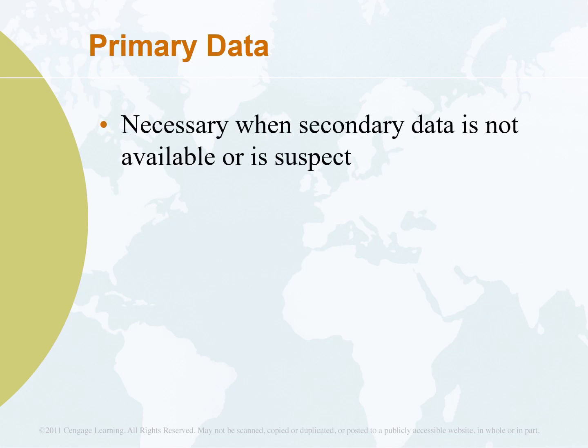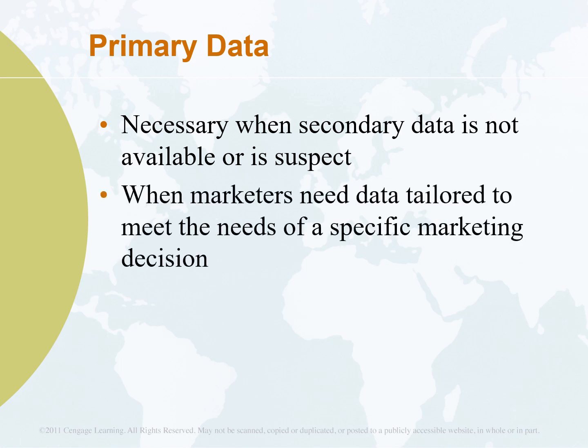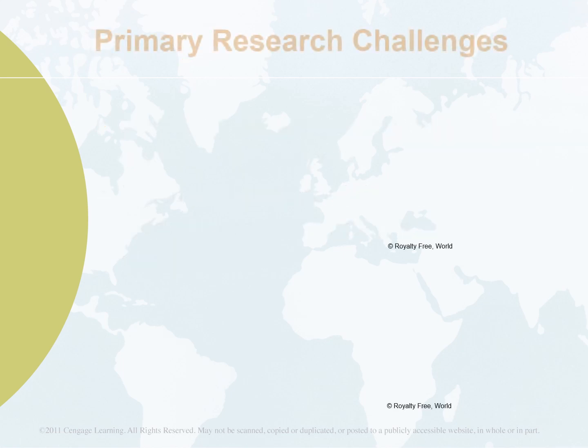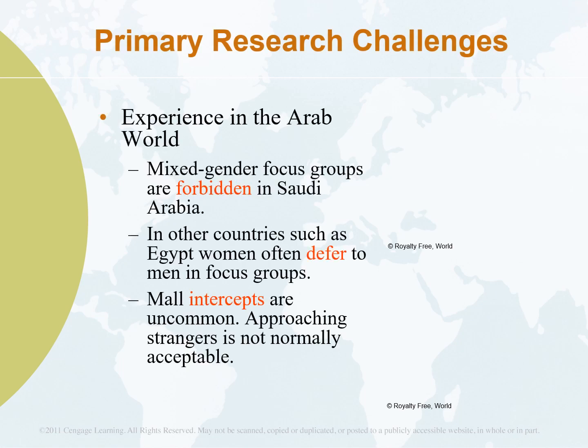Primary data. Let's talk about primary data, right? If you don't have access to secondary data, you may have to collect your own primary data. So primary data is necessary when secondary data is not available or is suspect. When marketers need data tailored to meet the needs of a specific marketing decision, you want to collect primary data. But there are challenges in primary data research, right?